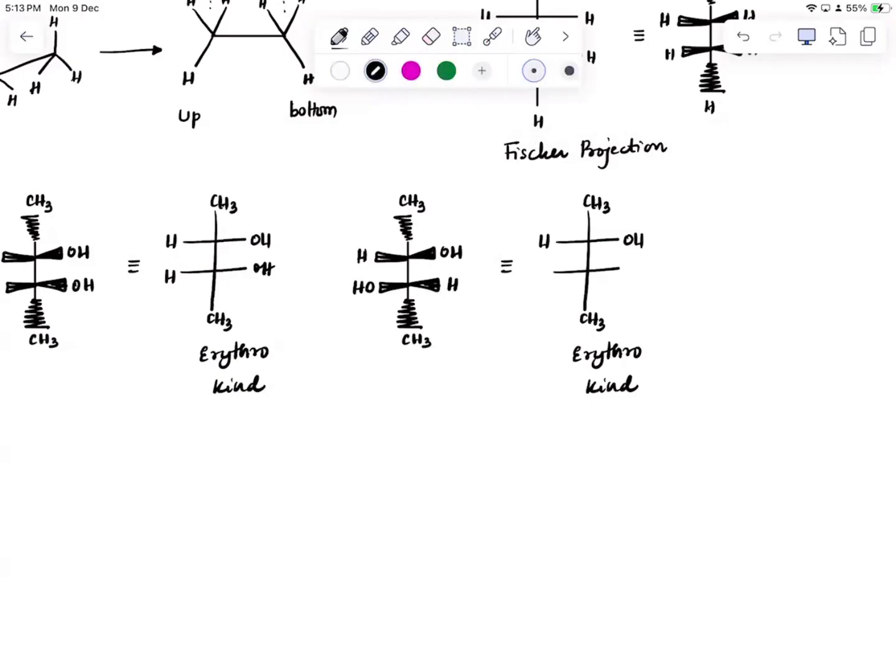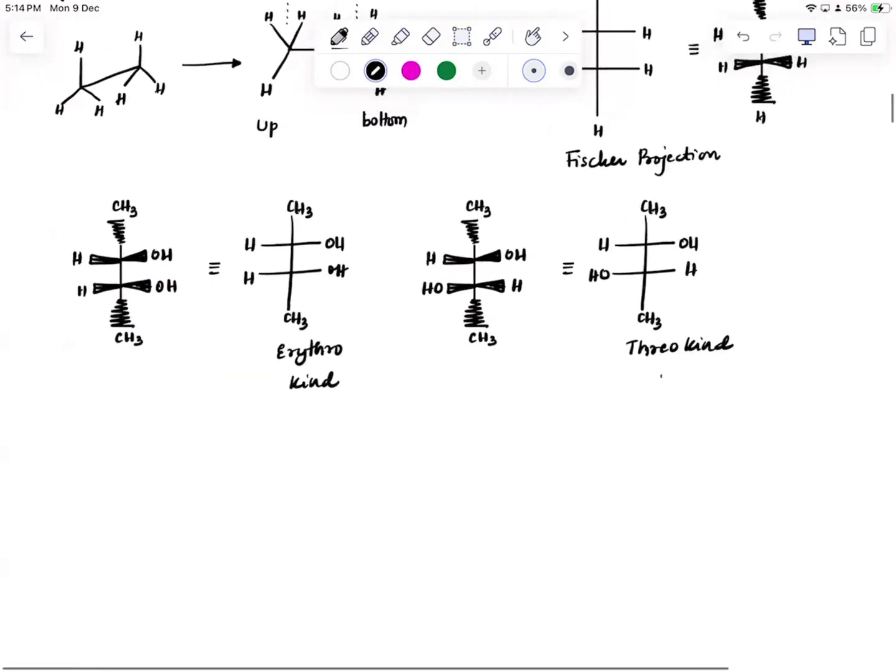So now this H is here and this OH is on the left. Then this is called threo kind. This is called threo kind. I hope the basic idea is clear. When do you see it as erythro and when do you see it as threo?